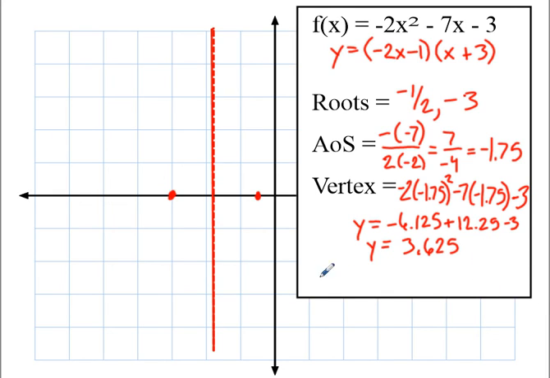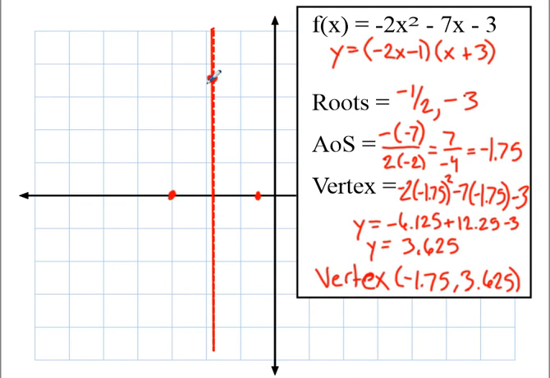So I have a vertex. When I plug in negative 1.75, I get a y of 3.625. That would be approximately up 1, 2, 3, and then a little more than half. So maybe right there would be the vertex. A little more than half, but not too much more.